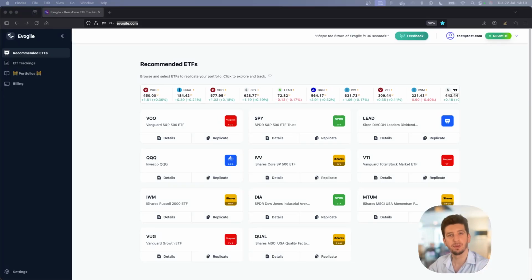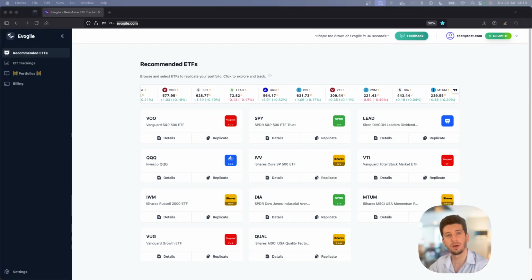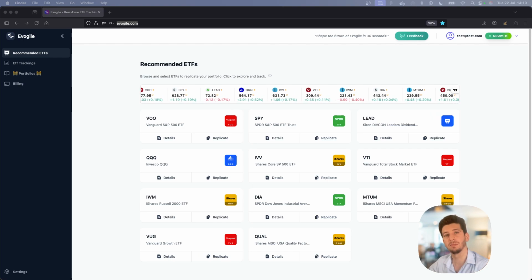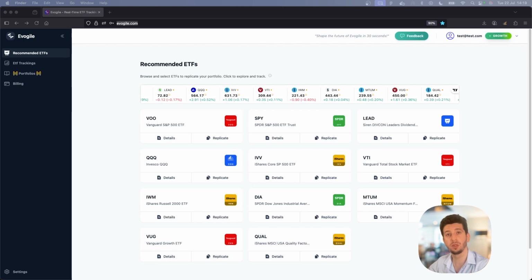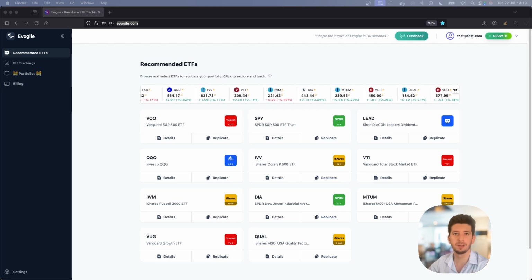What if investing felt like owning the game, not just watching? That's how I feel with ETF investing. You will learn how to replicate ETFs with individual stocks, tweak your portfolio, and track your gains with ease.